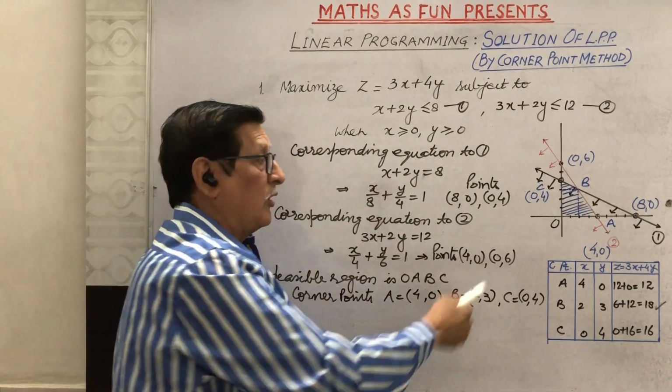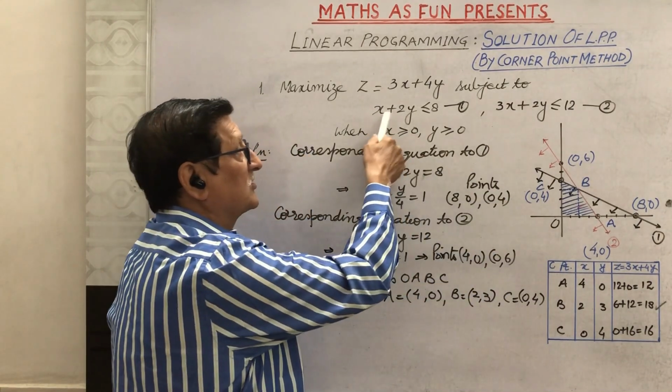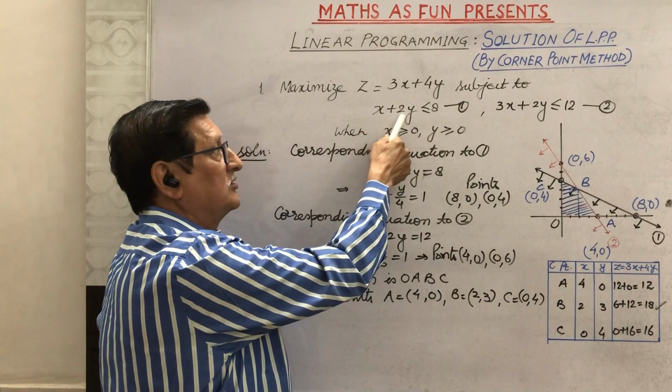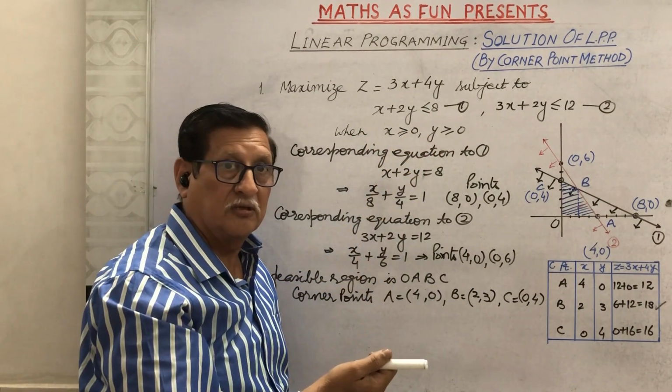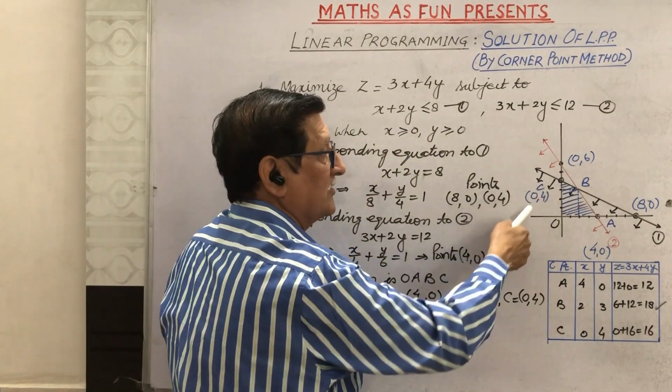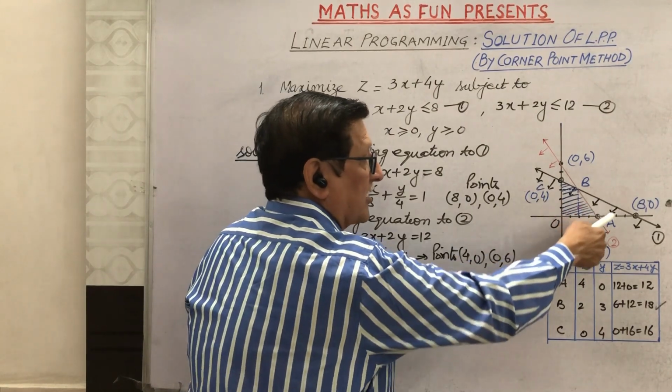Now we see origin (0, 0) satisfies this inequation. 0 plus 0 is less than or equal to 8, yes. It means the solution of this lies towards the origin. So we mark it by the arrows.